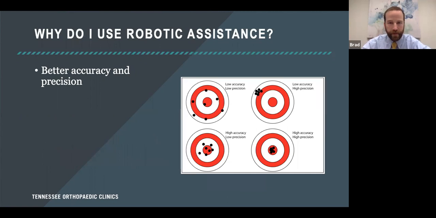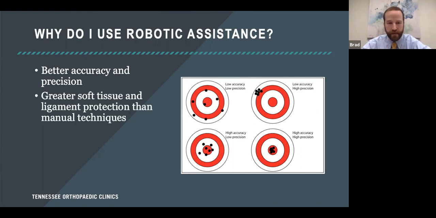So why do I use robotic assistance? I feel this helps to really give me better accuracy and precision. If you can use the analogy of shooting at a target for a bullseye, it helps to eliminate those outliers that aren't right in the center. It produces more of a consistent result every time.